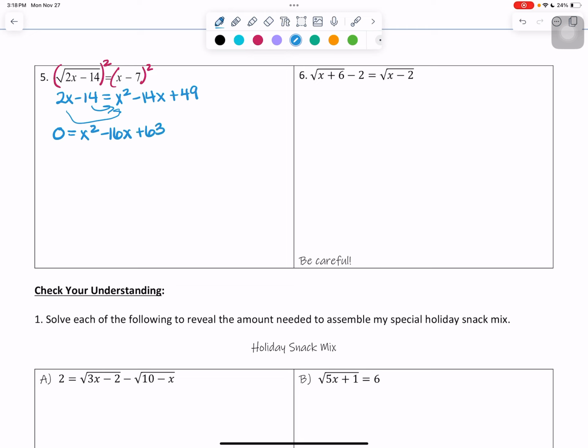Okay, so what multiplies to 63 and adds up to negative 16? Well, I know they're both negative if they multiply to positive but add to negative. And let's see, it's going to be 7 and 9. 7 times 9 is 63, 7 plus 9 is 16. So set each of those equal to 0 and you solve. So I get x is a positive 7 and I get x is a positive 9.